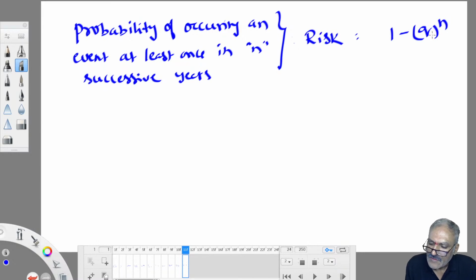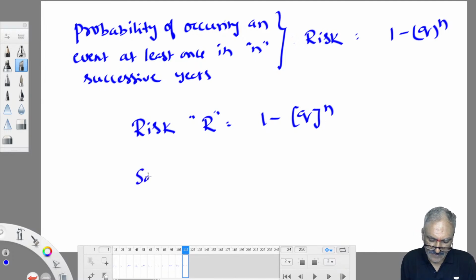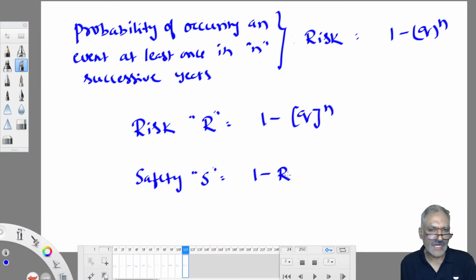Understood? So whenever we come across risk, we denote it by R, which is equal to 1 minus q power n. This is where the confusion is. 1 minus q power n will give what? Risk. Once you know risk, you can find out safety. Safety associated with this system is equal to 1 minus risk. Safety plus risk is again equal to 1. So if you know risk, you can find out safety.